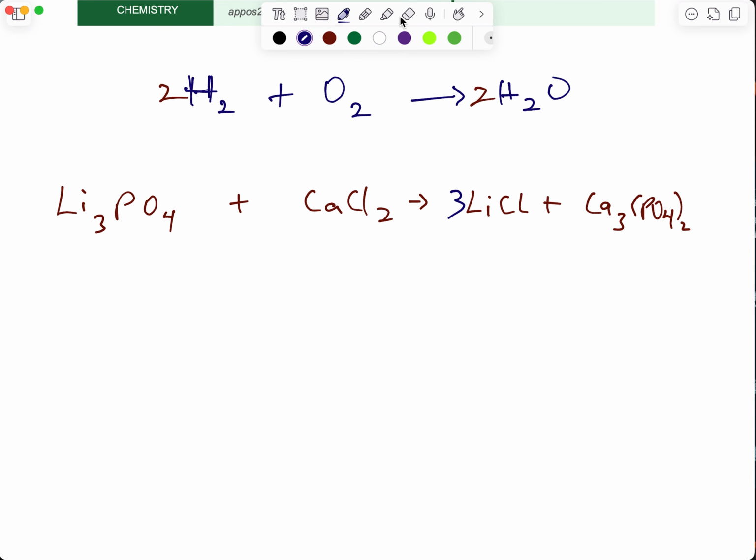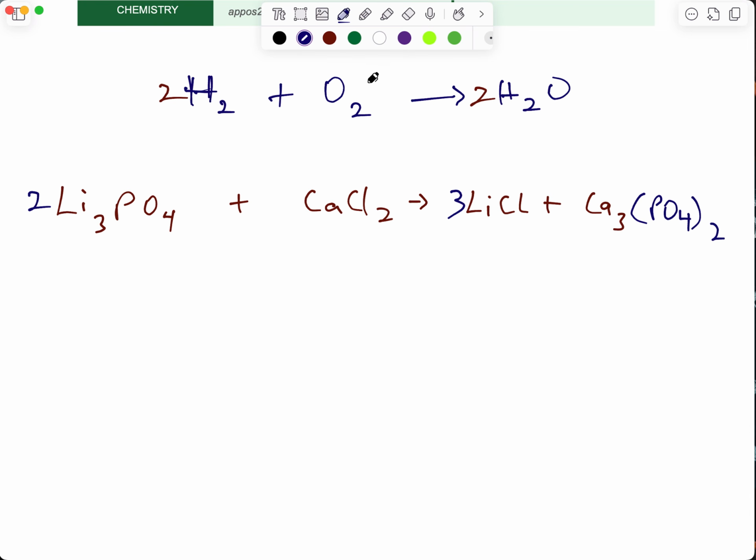Let me write that properly. Ca3(PO4)2. Now, inside the parentheses, phosphorus is 1 atom, but because of the 2 outside, the 2 is affecting both phosphorus and oxygen. So what we're going to have here is 2 atoms of phosphorus, but we only have 1 atom of phosphorus here. Unfortunately, when you want to balance that, because you have 2 here, you want to multiply this one by 2, it affects the lithium as well.